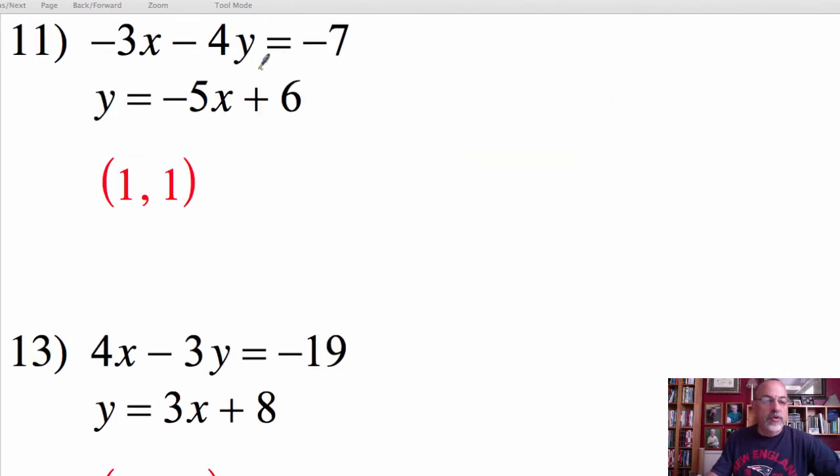Number 11 here, we'll notice that the first equation is not solved for a letter, but the second one is. So again, we know that the equal sign tells us that this letter y and this entire expression over here are of equal value. So in any other equation in the system, which happens to be this one, I can put in this negative 5x plus 6 wherever I see the letter y because they are of equal value. So rewriting this first equation then, I have negative 3x minus 4. There's that letter y, so I'm going to substitute in something of equal value. Negative 5x plus 6 has equal value, and then I'll finish rewriting the expression.